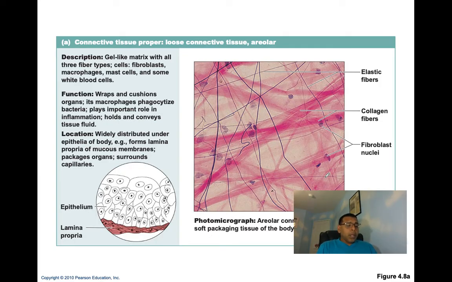Now, when we go through and we talk types of connective tissue, the first type of connective tissue that we'll talk about is connective tissue proper. Connective tissue proper has two subclasses. And those two subclasses include number one, loose connective tissue. When we talk our loose connective tissues, this includes areolar, as we see here in this picture. It'll also include adipose, which we'll look at in a few seconds. And it will also include reticular connective tissue.